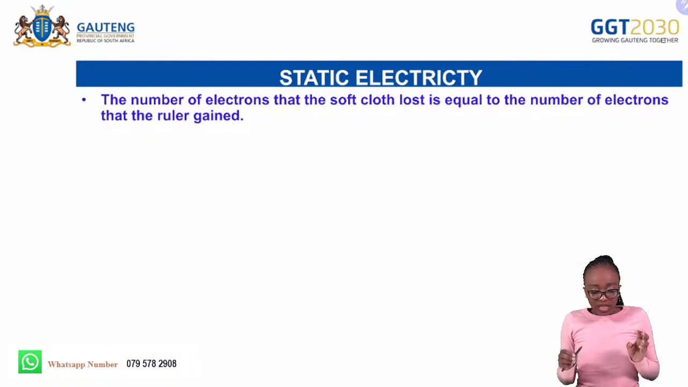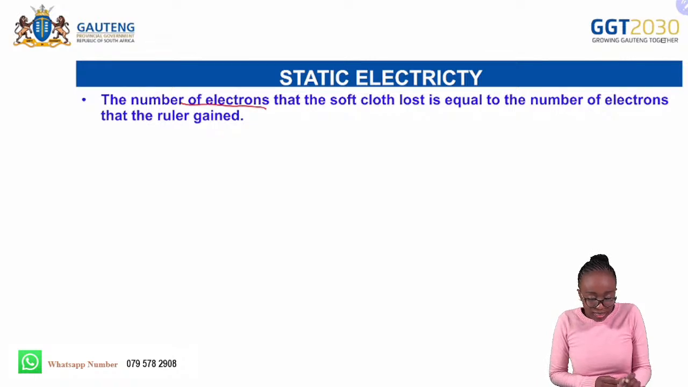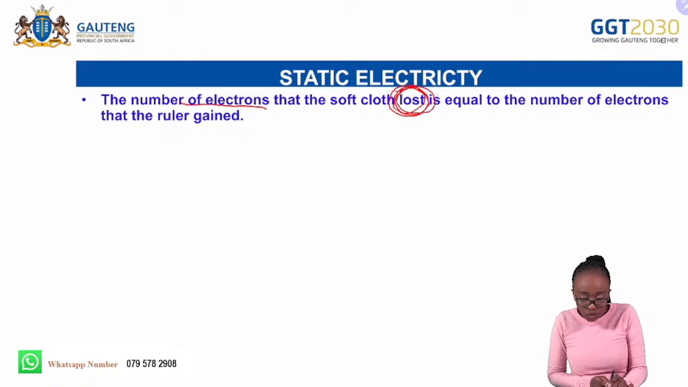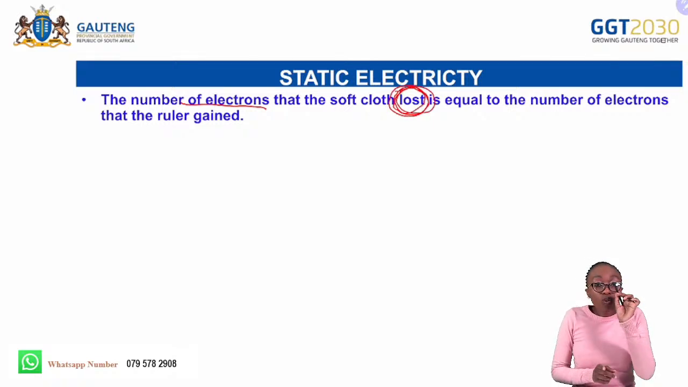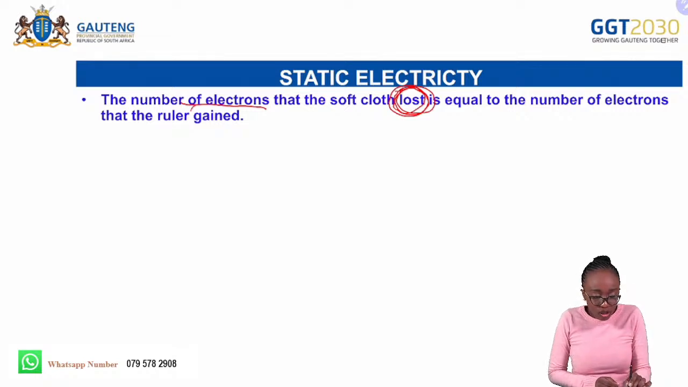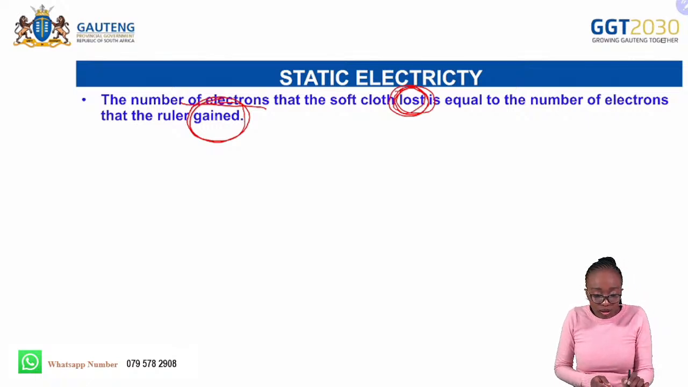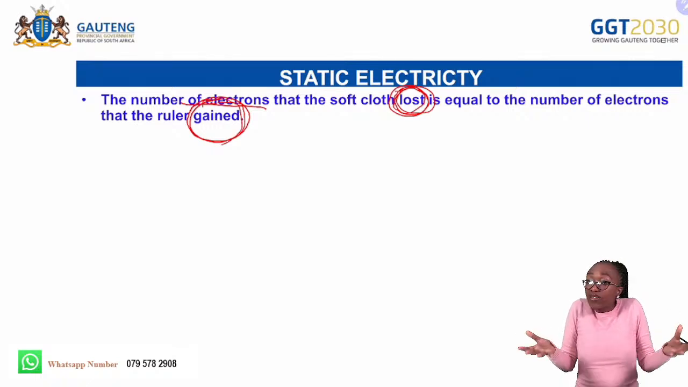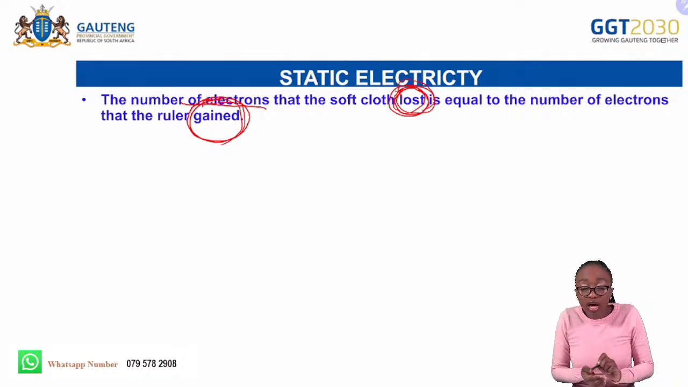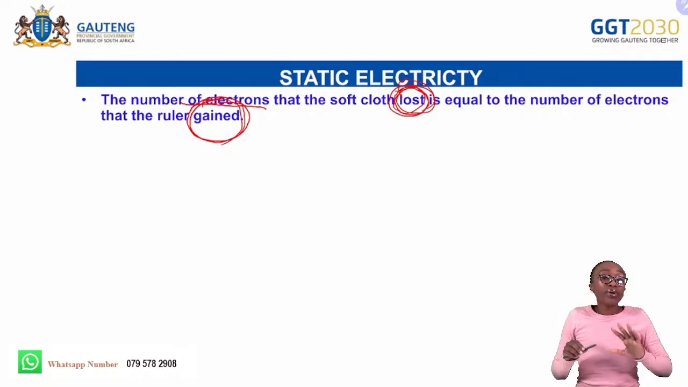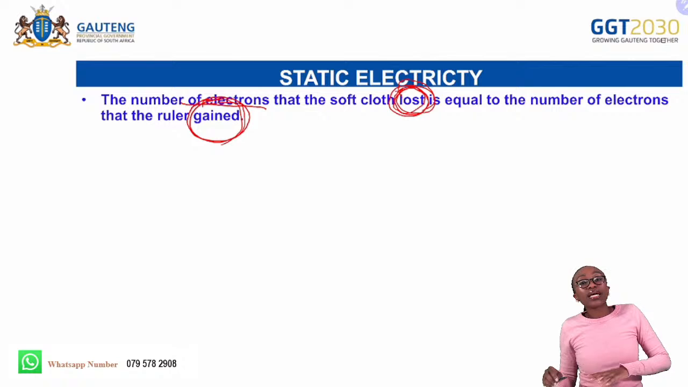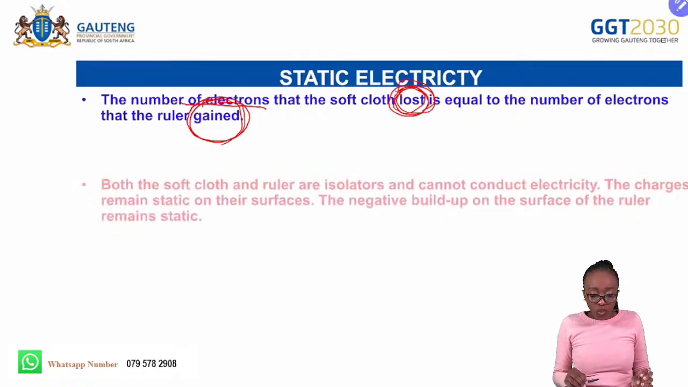Now, the number of electrons on this soft cloth that is lost, let's focus on that word lost, is equal to the number of electrons that the ruler gains. So when the ruler gains electrons, let's say it gained 5, which means the soft cloth lost 5. Remember, electrons are neither created nor destroyed.